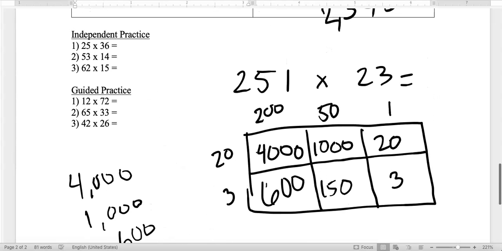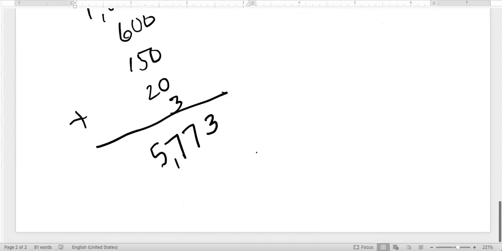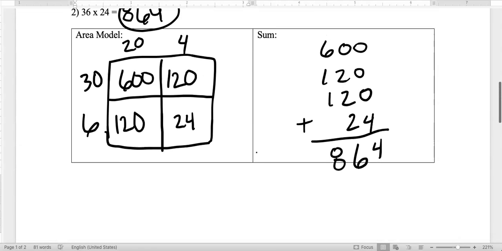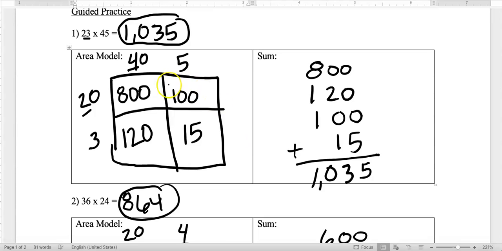So if you have some extra time and you want to challenge yourself, after you do your independent practice and your exit ticket, go ahead and start thinking of some 3-digit numbers and trying to use the area model for that. Go for it if you're going to try it with 4 digits. Have fun with it. But make sure you do your independent practice and your exit ticket first.